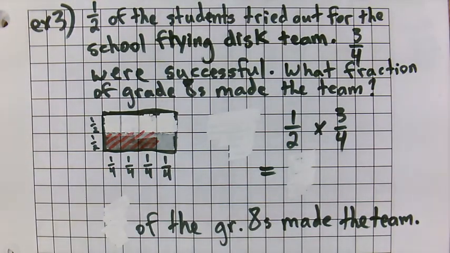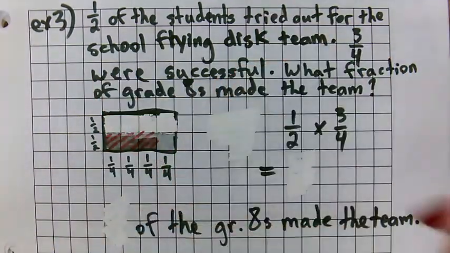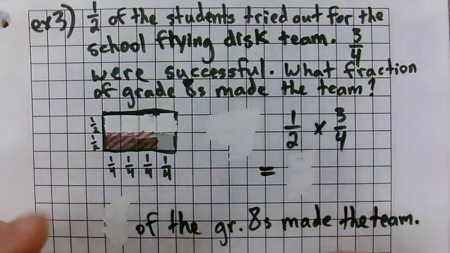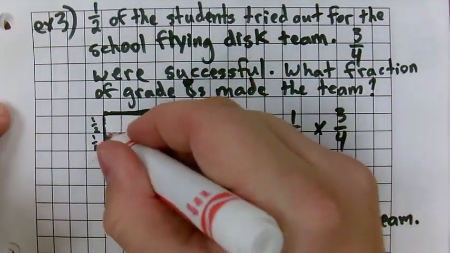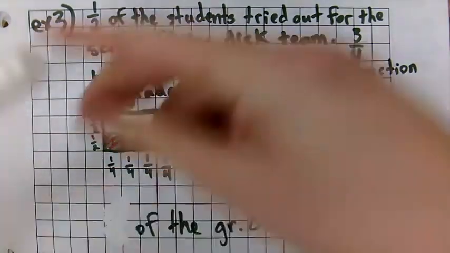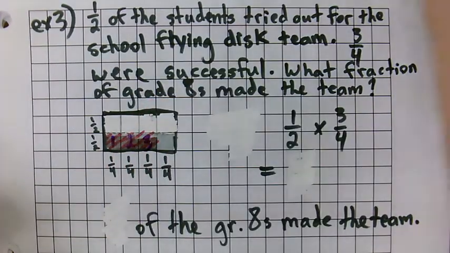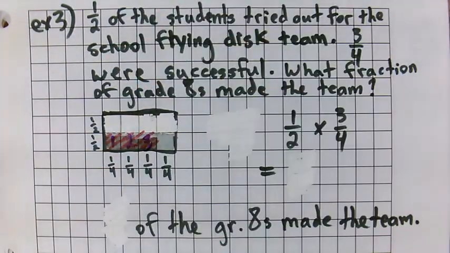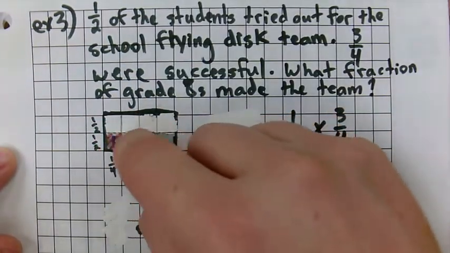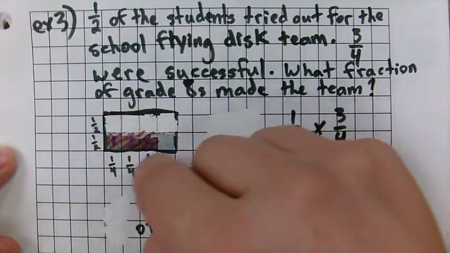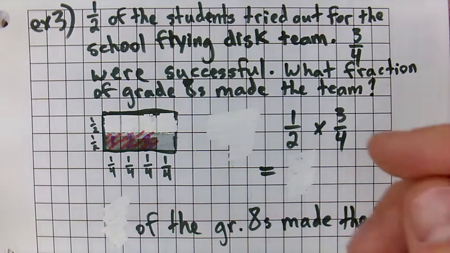I'm looking at the ones that are both part of the half that tried out and are part of the 3/4 that made the team. Which ones have both the gray shading and the red lines? Well, it's these three right here. This 1, 2, and 3. Let me use a different color for that. Let's use purple. 1, 2, and 3. It's those three. Now looking there, of these pieces here, there's 3, and how many pieces of that same size are in the whole class here? Well, there's 8 of those pieces, so our answer would be 3/8.